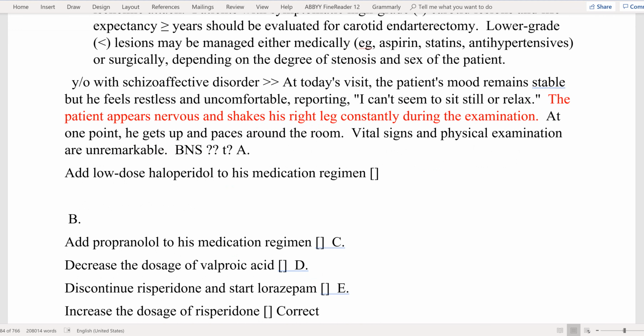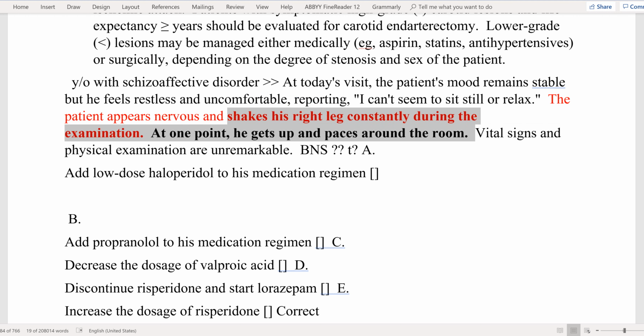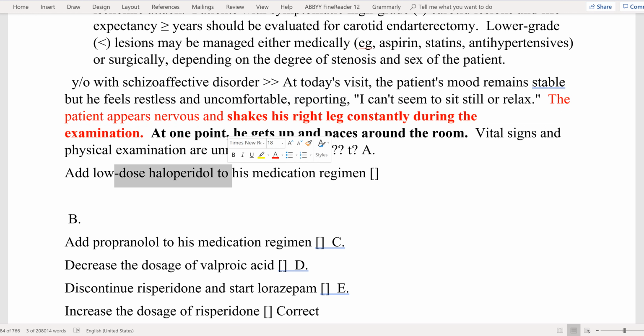When you have restlessness, appear nervous, shake your right leg, and get up and pace around the room after antipsychotic, then you're most likely having akathisia. So I'd rather give you propranolol or benztropine, or benzodiazepine can be used too. Haloperidol would worsen his situation here.